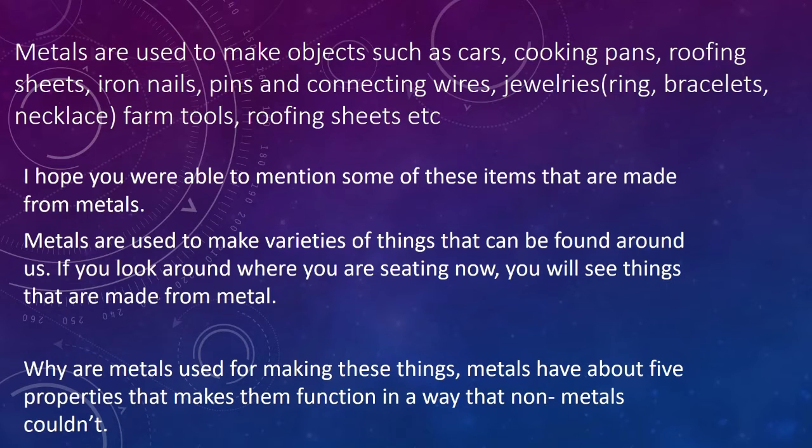Metals are used to make varieties of things that can be found around us. If you look around where you are sitting now, you will see things that are made from metals. Can you look around and mention just one thing that is made from metal around you? Good. Why are metals used for making these items? Metals have about 5 properties that make them function in a way that non-metals couldn't. So let's go ahead and look at these 5 properties that make metals to be metals.